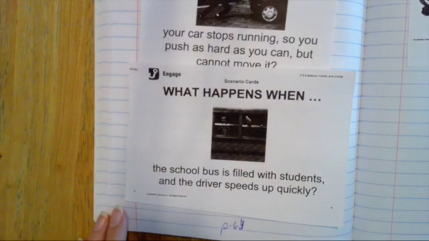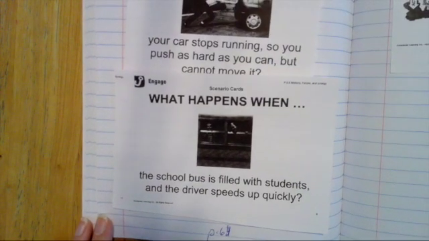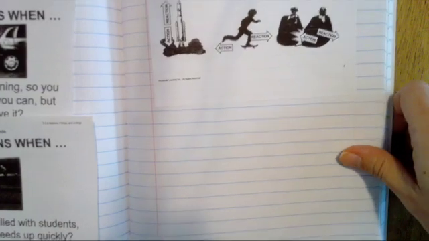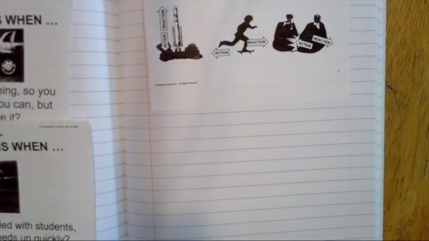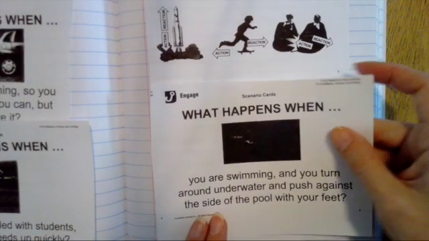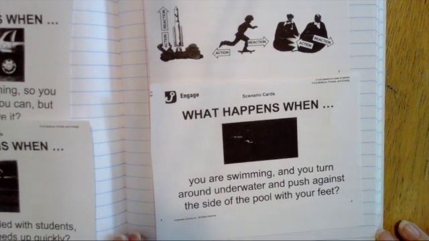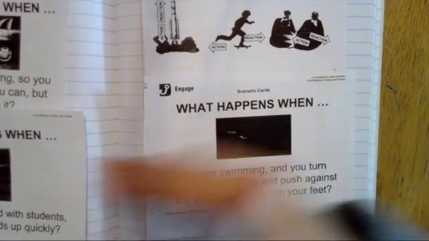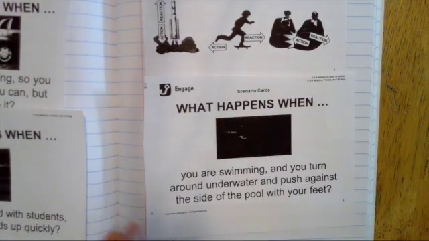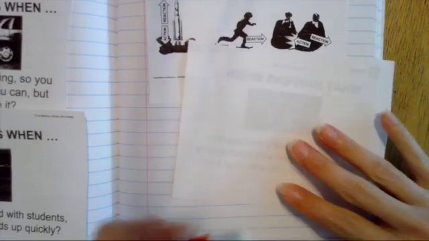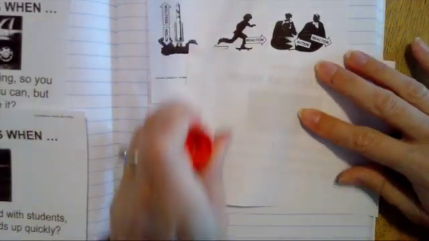Now, by process of elimination, since we've glued down all of inertia and force and acceleration, you should know which ones are action-reaction. So you're swimming in a pool and you turn around underwater and push against the side of the pool with your feet. When you push against the pool this way, your body goes the other way. That is action-reaction. I'm going to glue that example down onto page 65.